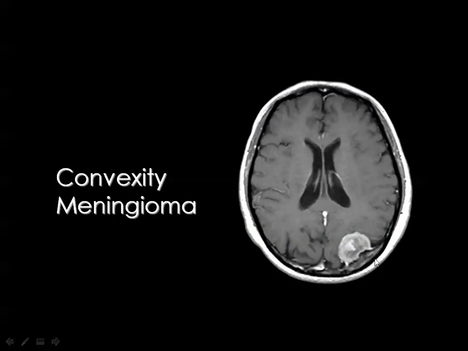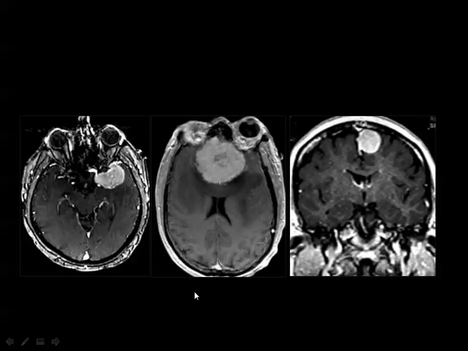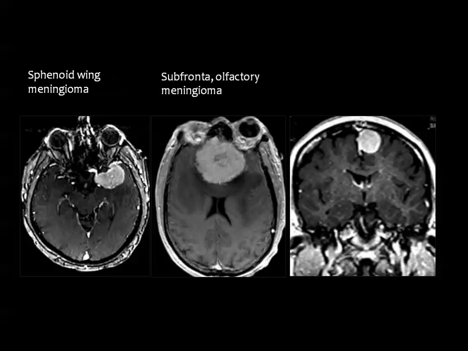And here is an example by MRI T1 weighted image, a homogeneously enhanced lesion based to the convexity meninges with sclerosis and enlargement of the calvarial bones against the base of the meningioma. Supportive diagnostic issue is the bone sclerosis. And these are different types of meningiomas. Meningioma against the greater wing of the sphenoid is known as the sphenoid wing meningioma. Meningioma in the midline frontal area is known as the subfrontal or olfactory groove meningioma, and the meningioma related to the falx cerebri is known as the falcine meningioma.